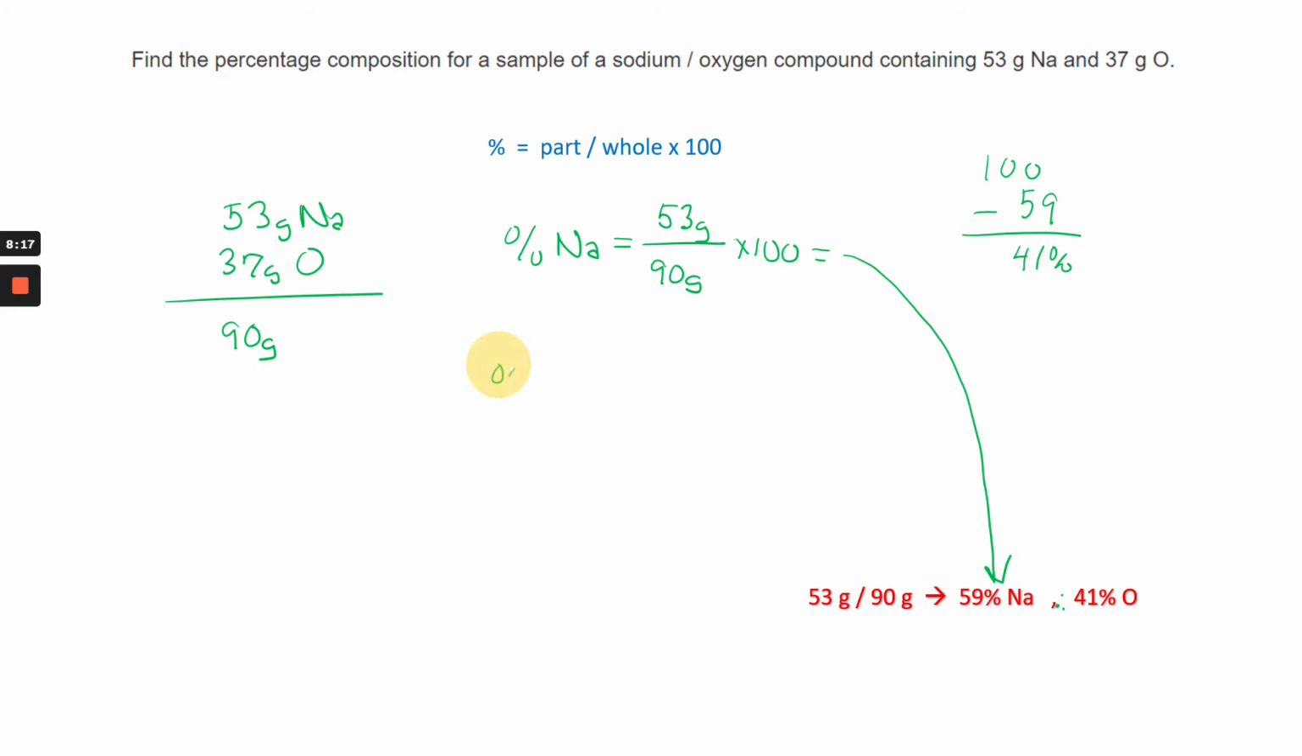If we didn't see that, we could have said percent oxygen is 37 grams, the part that's oxygen, divided by the whole, 90 grams, times 100, and we certainly would have gotten 41% oxygen. All right, halfway done, and we got only a third of our time used. We're doing good.